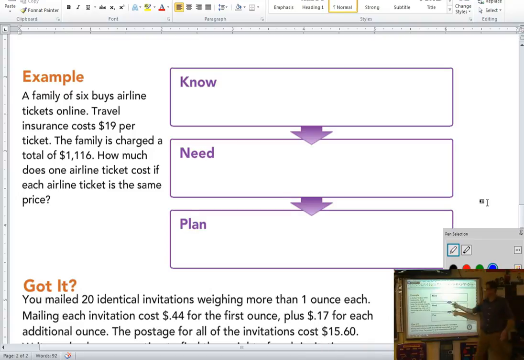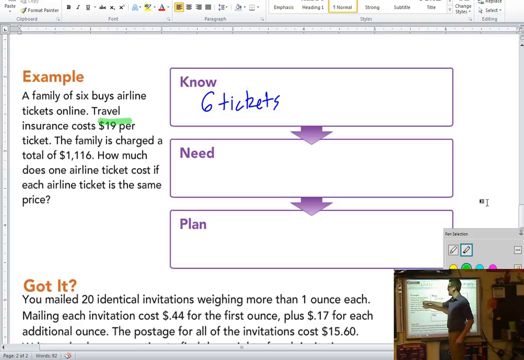6 tickets. So, we know we're gonna buy 6 tickets. And what else do I have to pay for? Insurance. Yeah, the insurance. Now, when you highlighted things, hopefully you didn't just highlight the $19, because it's $19 per ticket. So if it's 6 tickets and insurance, how many times do we have to pay the insurance?